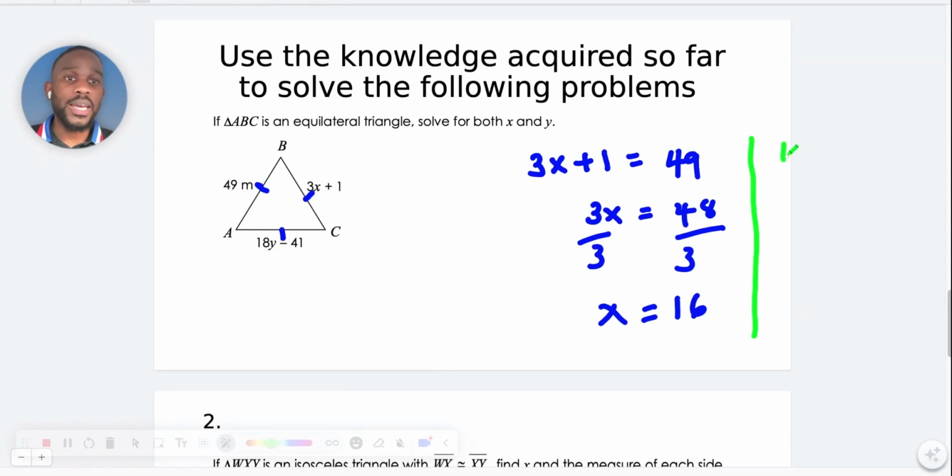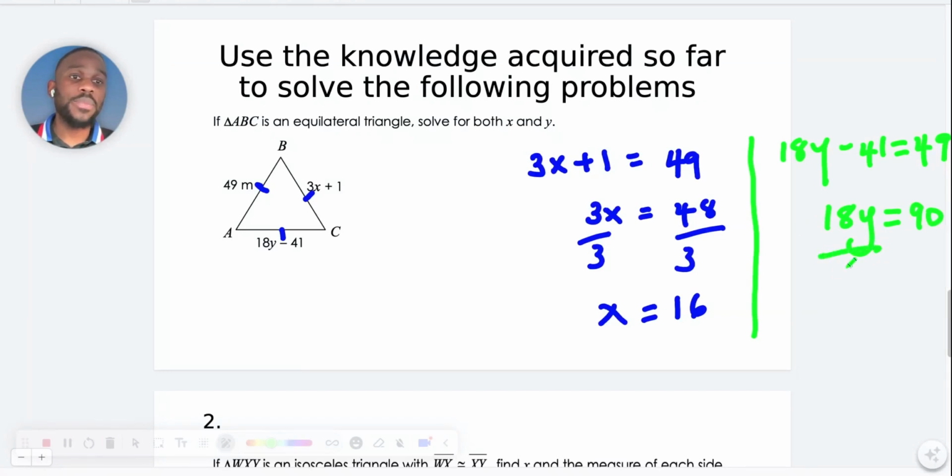That means also 18y minus 41 should be equal to 49, right? So if you add 41 both sides of the equation, you're going to get 18y being equal to 90, right? So we're adding 41 both sides of the equation. By now, we should know how to solve one-step equations, guys. If you don't know, that's okay. Just go back to my series of videos and watch that. I have it recorded. At this point, you're going to divide by 18, both sides of the equation. So if you have a calculator, really just plug it in. 90 divided by 18, you should be able to get 5.